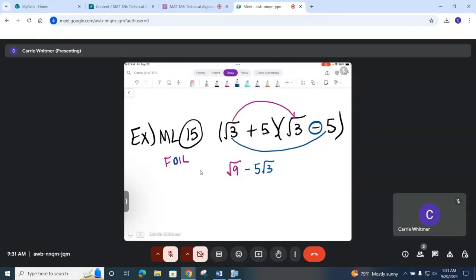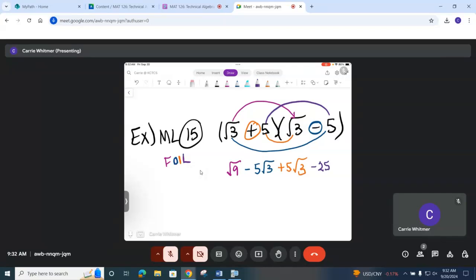I cannot multiply the 5 and the 3 together because if you'll notice, the 5 is not underneath the square root where the 3 is. So it just becomes 5 radical 3. And then the I part of FOIL is inside. So here are my inside terms. Positive this time, 5 radical 3, because that 5 has the plus sign in front of it. Okay. And then finally, the L stands for last. My last terms are 5 times negative 5, which is minus 25.